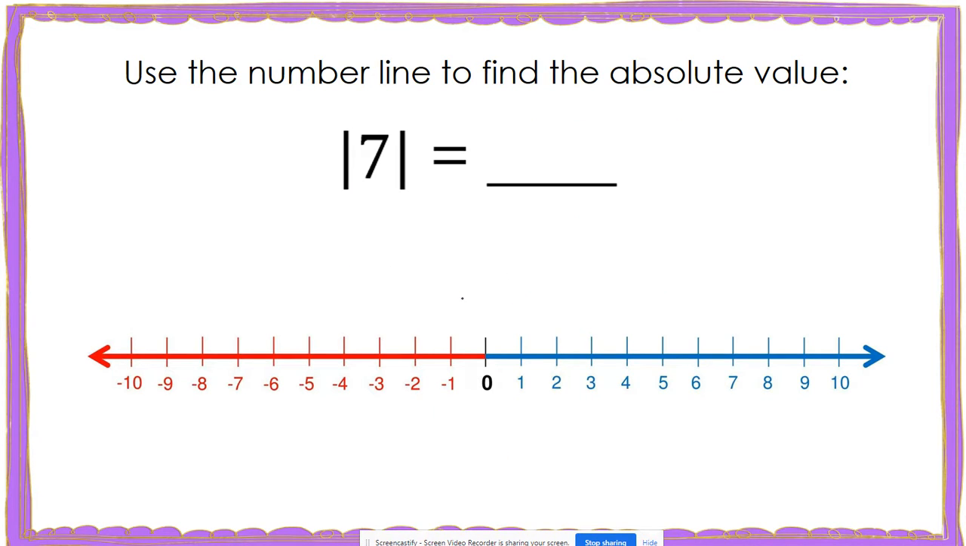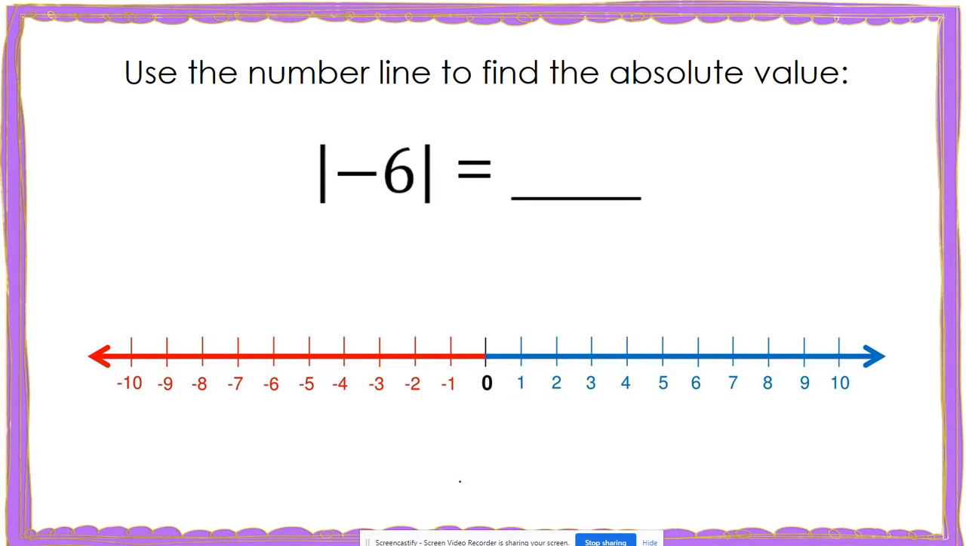Now, let's use the number line to find the absolute value of 7. Since absolute value is the distance of a number from 0 on the number line, I would start at 0 and I would go to +7 on my number line. To get to +7, I would move 1, 2, 3, 4, 5, 6, 7 units right. That means because 7 is located 7 units to the right of 0, the absolute value of 7 is 7.